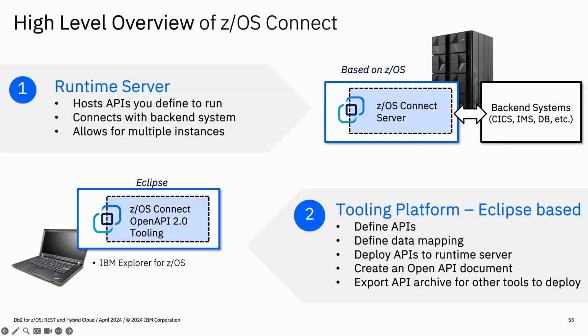And then the tooling platform, this is where you're defining your APIs. It's like a graphical user-based interface. That's where you are able to do your data mapping. Basically you can test and create your APIs in this one tooling platform. And then it will create a file from your APIs for you to deploy elsewhere. So that's the overall idea of zOS Connect. You have your runtime server and your tooling platform.